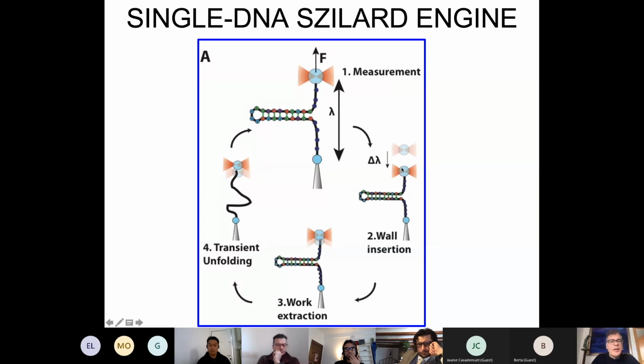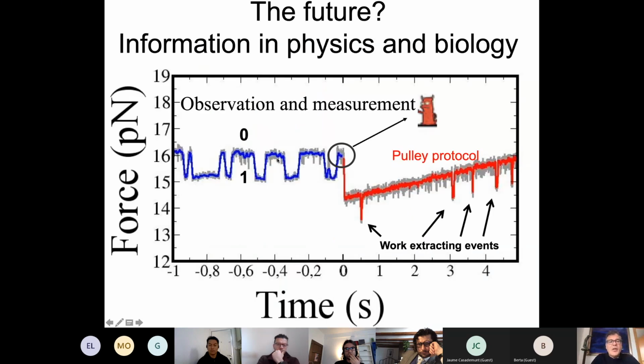And if you do this, here is a typical trace. The molecule is folded here and folded here, and when it is folded, you move the optical trap and then you recover again the initial position. That's the pulley mechanism, but exerted by an optical trap. And all these transitions are work-extracting events.